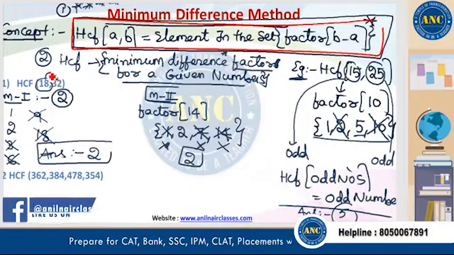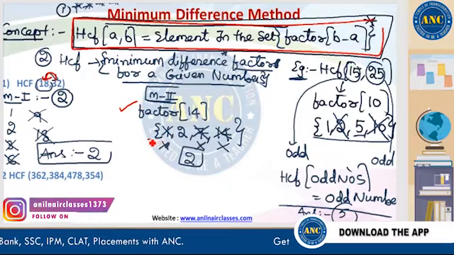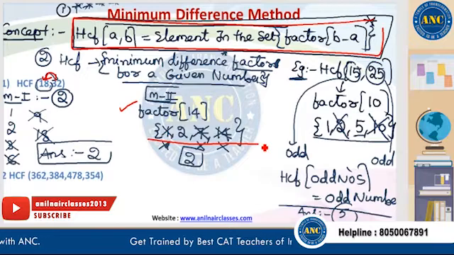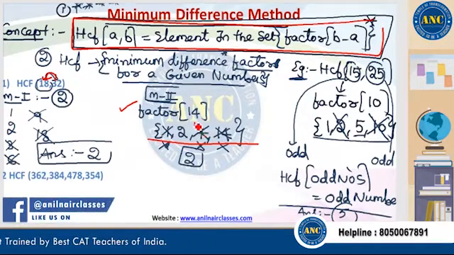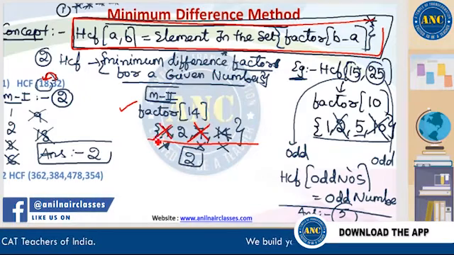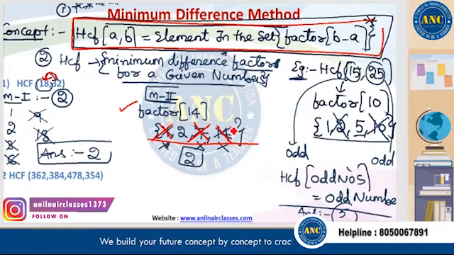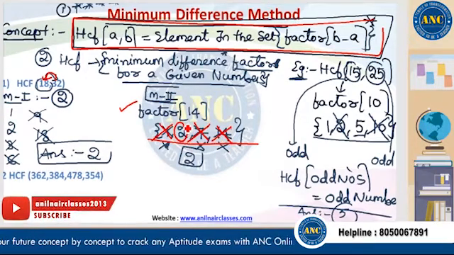So if I take the difference of 32 and 18, the difference is 14. What are the factors of 14? 1, 2, 7, 14. The HCF of two even numbers is always an even number. Odd number 7 is out, odd number 1 is out. If a number is not divisible by 7, how can it be divisible by 14? So the only option left is 2.